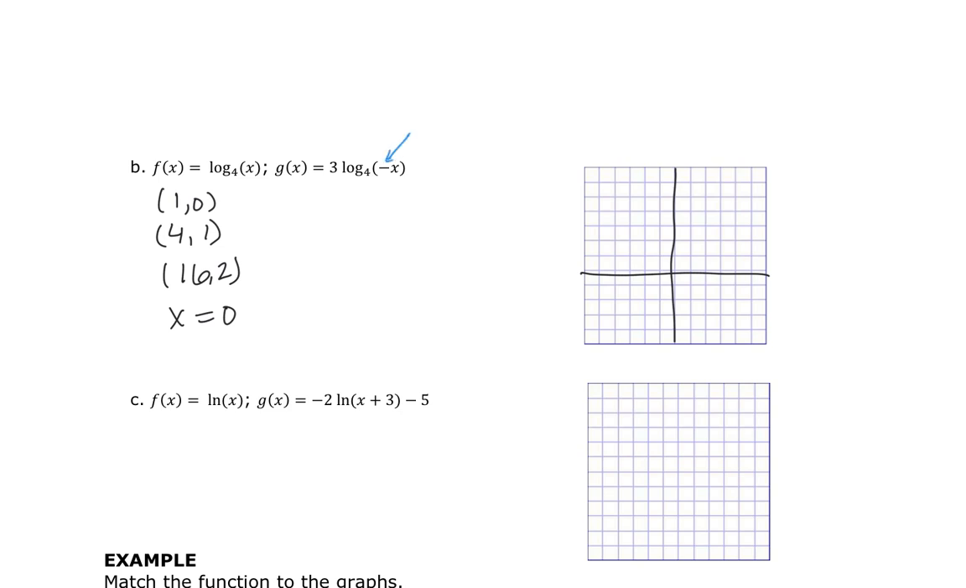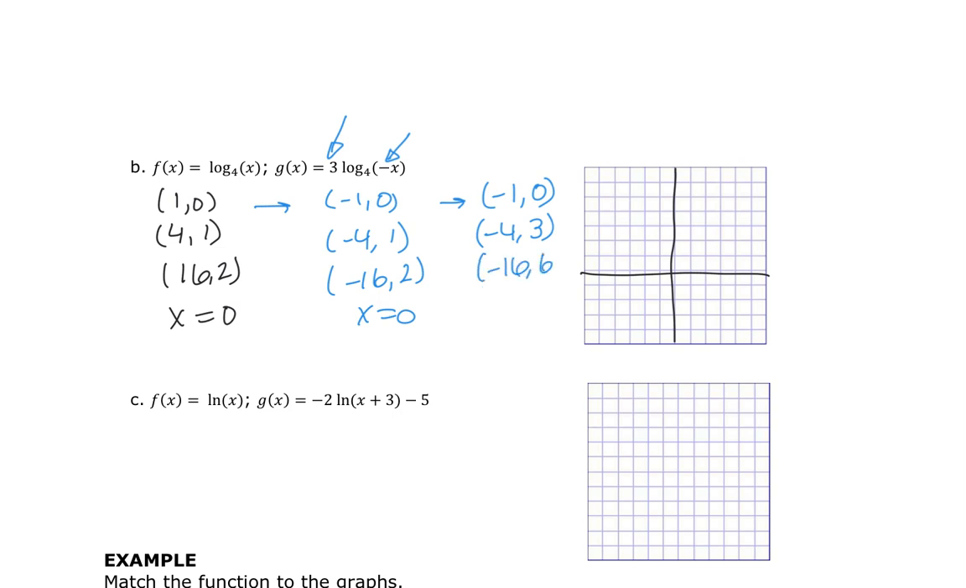So this is going to affect all of my x's, and it's going to multiply by a negative. So this goes to (-1, 0). This goes to (-4, 1). This goes to (-16, 2). This is still x is equal to 0. This takes all my y's and multiplies by 3, so (-1, 0) still, (-4, 3), (-16, 6), and this still is x is equal to 0.